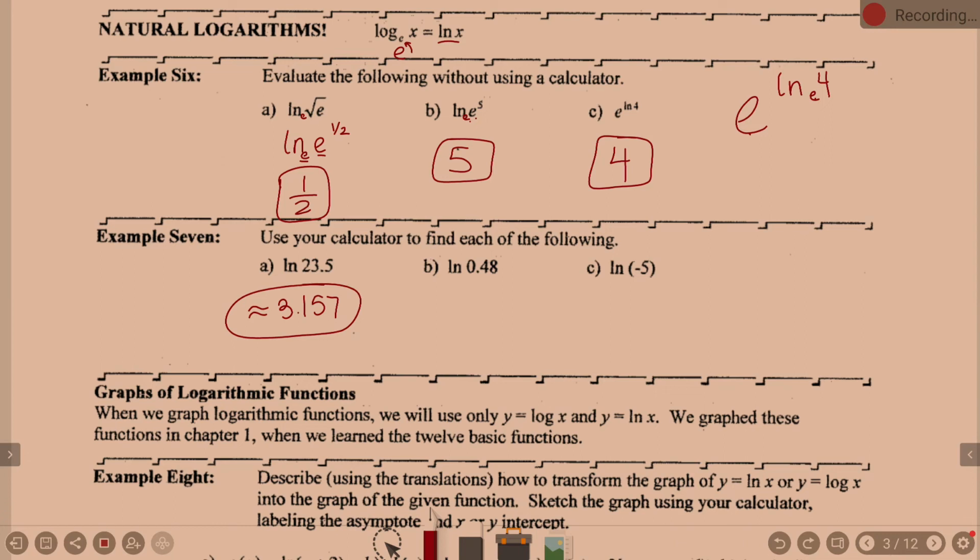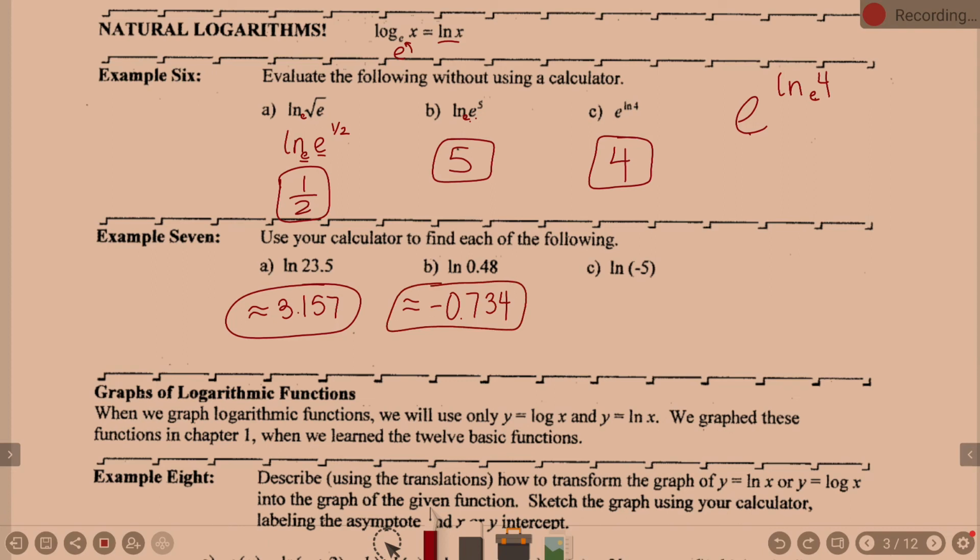So notice a log of a number bigger than 1 is positive. What can you predict about this next one? It's the log of a number less than 1, so it's going to be negative. So what is the natural log of 0.48? Negative 0.734. Yes. This is where it's helpful if I look at my notes, so if I mishear you, I know what I heard.